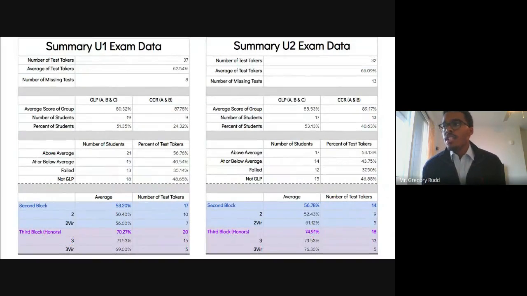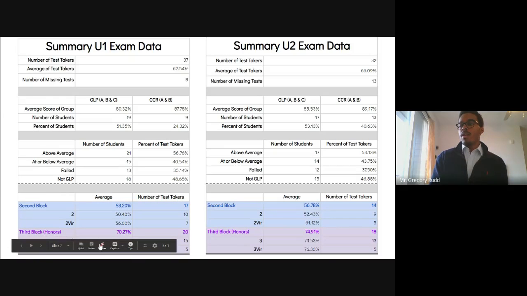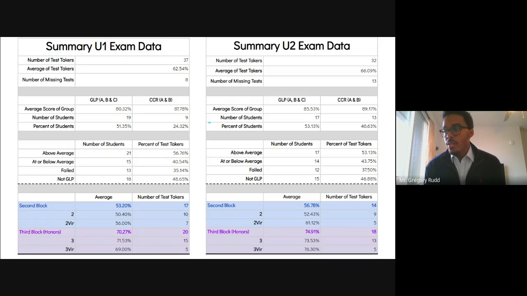All right. And then I wanted to just give you guys the opportunity to see some of our summary data so far. When we compare Unit 1 to Unit 2, let's focus at the bottom here so we can look at our class specifically. Third block. In Unit 1, our test average was 70.27. We had 20 test takers. So far in Unit 2, like I said, we're missing 2 test takers, but our average is higher. It's 74.91. That's excellent. Our average went up.